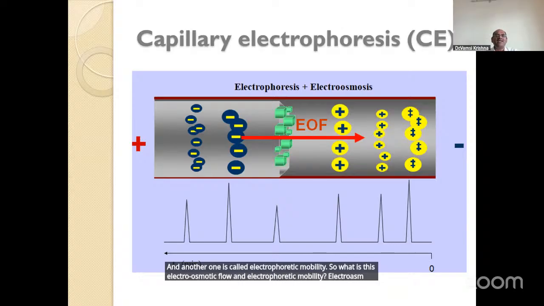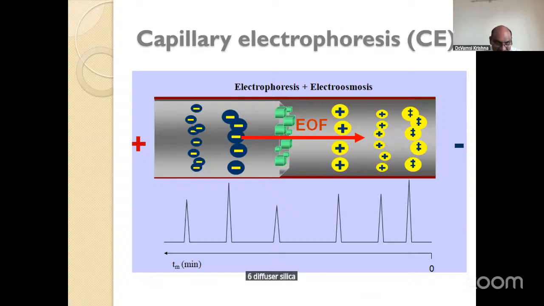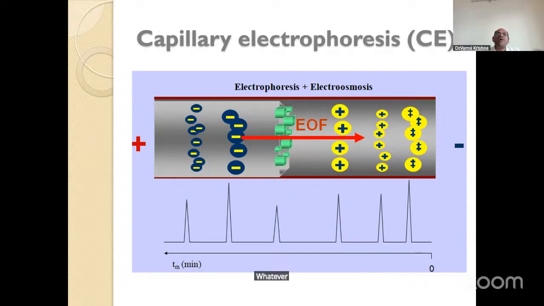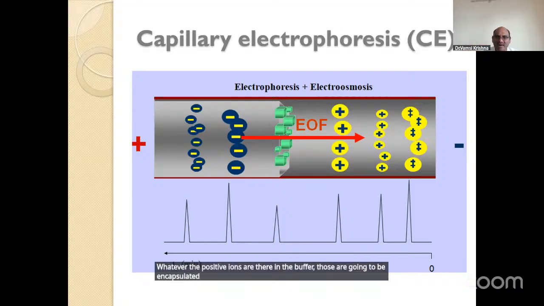Electroosmotic flow means, in electrophoresis we are using a fused silica capillary, and the silica capillary contains negatively charged silanol groups. So here the capillary has a negative charge. Whenever we pass a buffer through the capillary, whatever positive ions are there in the buffer are going to be attracted to the capillary wall.